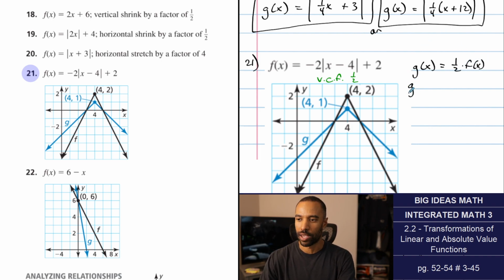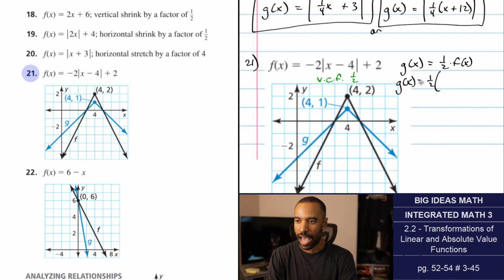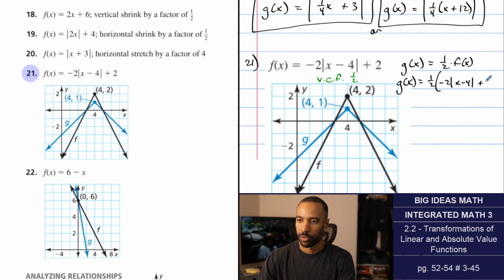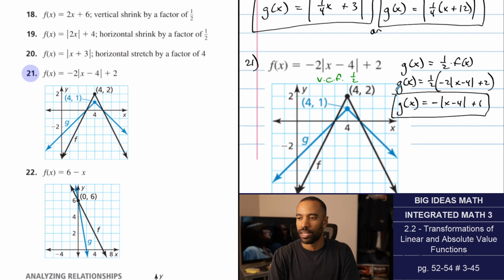So we're going to write its equation by taking half of the whole thing: -2 times absolute value of x minus 4 plus 2. Now we have to distribute the 1/2 into there. 1/2 times -2 is -1. That's on the outside. I'm just going to write a negative. The x minus 4 still remains as it is. It's part of the same quantity. And then 1/2 of 2 is 1. And this is your resulting equation.